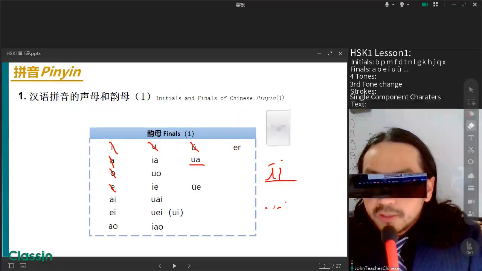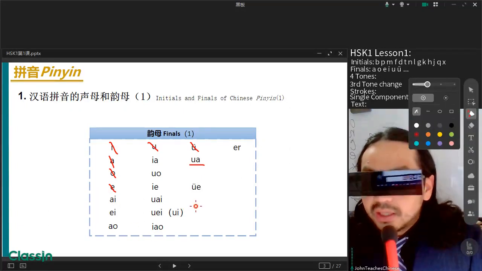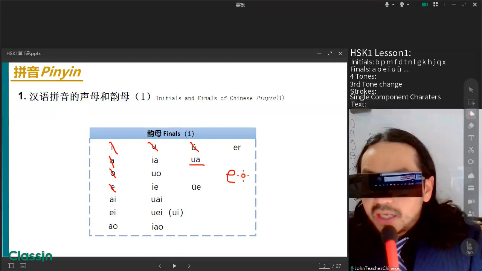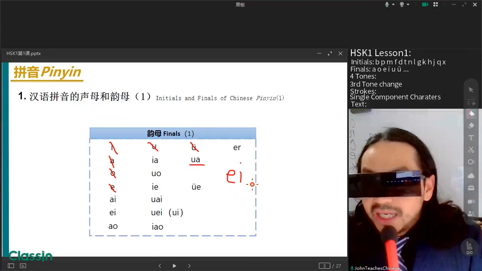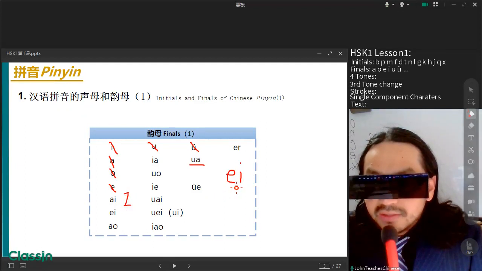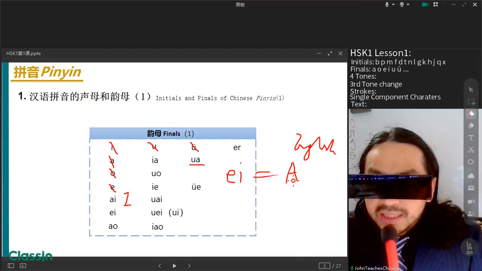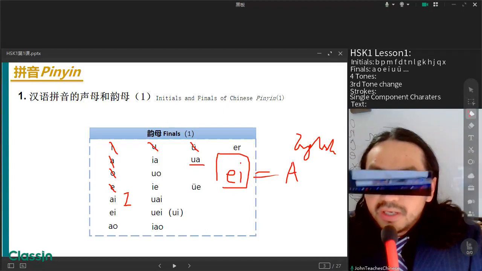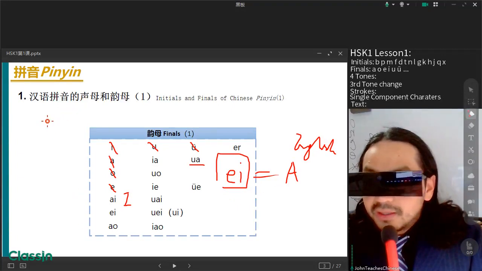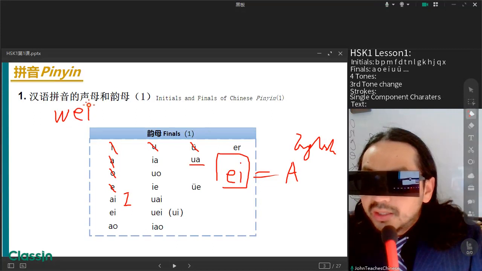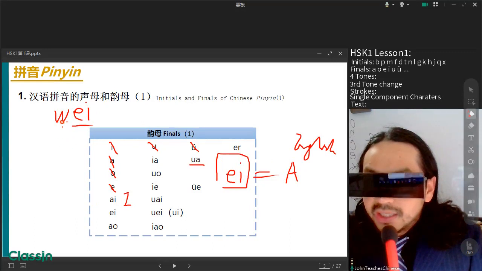Okay, next one is again a little tricky. A. Yes, it reads A. It's very similar to when you read the English letter A. Okay, A. This combined final, its name is just A. Okay, we say A. This is A, right? It's like here, wu plus A.